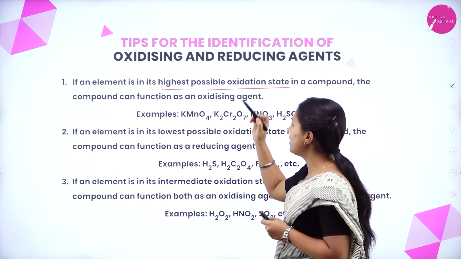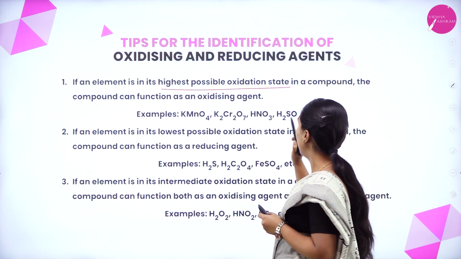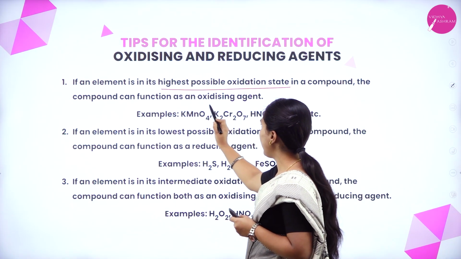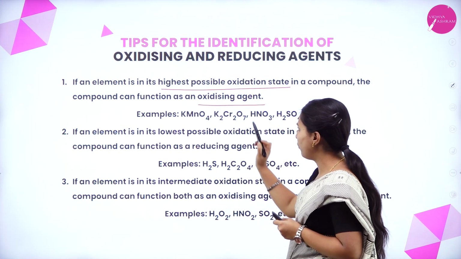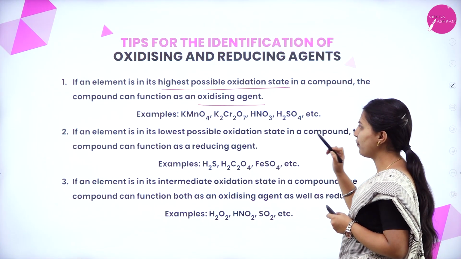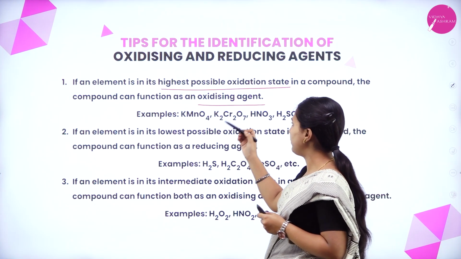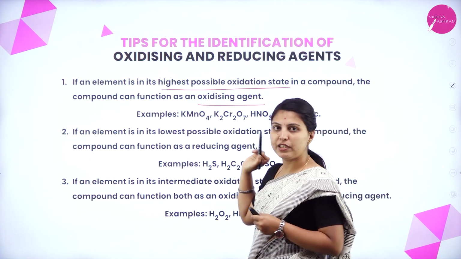Any element containing its highest possible oxidation state in a compound can act as an oxidizing agent. Examples are KMnO4, K2Cr2O7, HNO3, H2SO4, etc. Here the oxidation states will be higher: +7, +5, again +5, and so on.